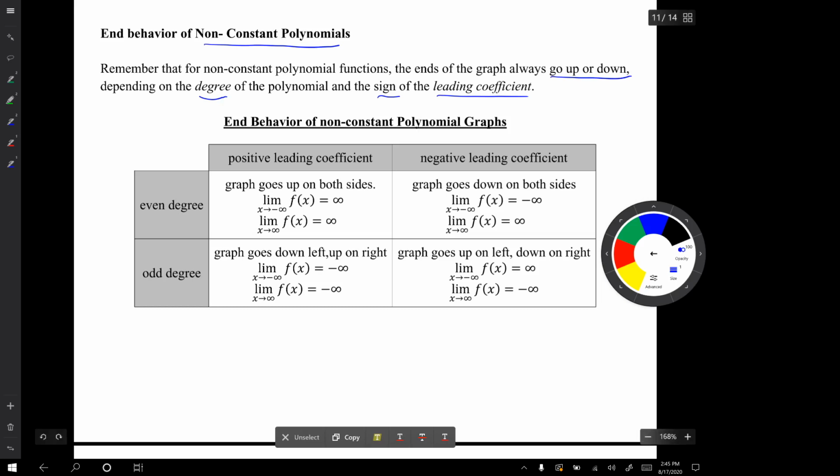So for instance, for an odd degree polynomial with a negative leading coefficient, the graph goes up on the left and goes down on the right. And that would be summarized, or abbreviated, in limit symbols as this symbol for the fact that the graph goes up on the left, and this symbol for the fact that the graph goes down on the right.